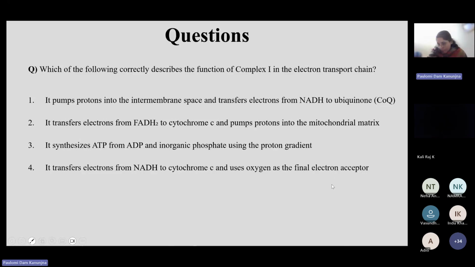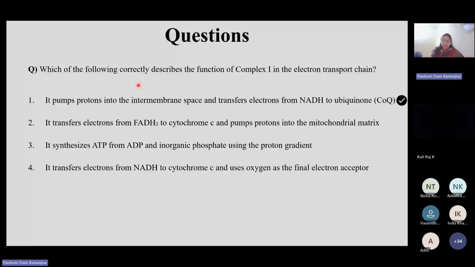Right. A lot of option ones and lots of option twos. So let me give the answer here. The answer is option one, and that's because, what does it say? It says, what is the function of complex one. If you define the function of complex one, it's basically to pump the proton into the intermembrane space and transfer the electrons from NADH to ubiquinone, which is Q.